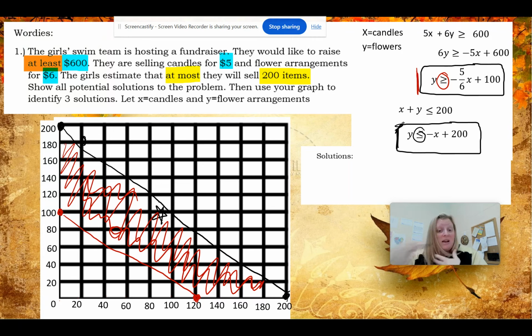Now I know before I had asked you to give me some solutions. So for example, 80, 60 would be a solution. That's inside that shaded region. But when you have a word problem, you need to specify what does the 80 and 60 represent. 80 what? 60 what? It says right here that X is candles. So if I sold 80 candles and 60 flower arrangements, then I would meet my goal on both ends. So your word problems are going to be of that nature. You're going to basically have 2 things to set up, and then you're going to graph them, and there's going to be an intersection or a shaded region that makes everybody happy.